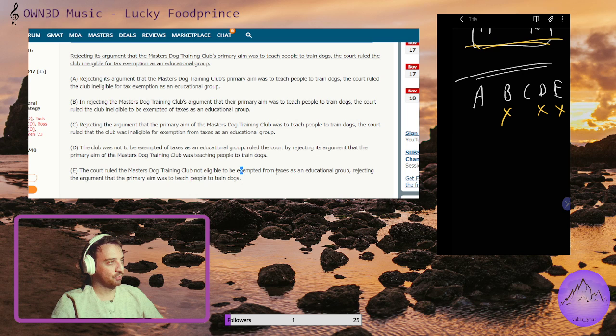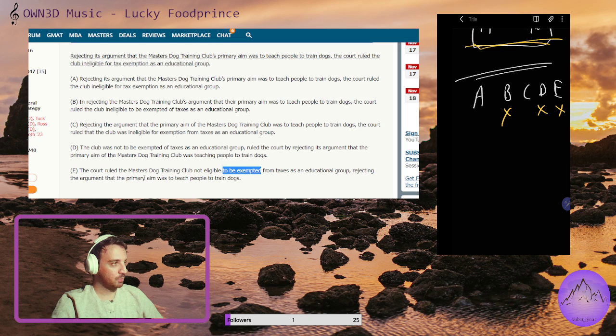And then to be exempted from taxes is also awkward and kind of not really the way you would normally say that. I think that's just idiomatic. The court ruled them not to be exempt, something like that. Or to be ineligible for exemption would be more appropriate. Or for an exemption.